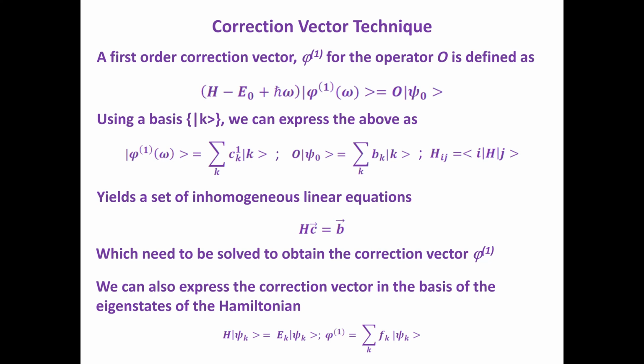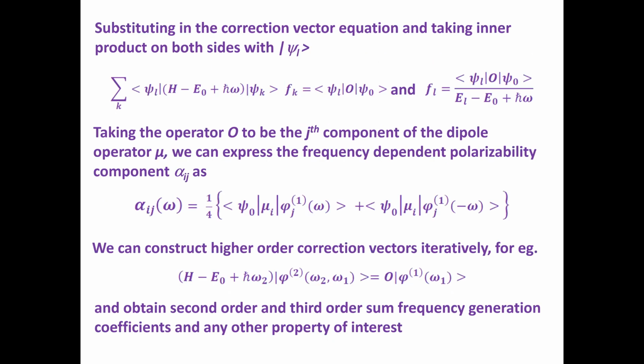So the point is, what is phi 1? If you want to know what phi 1 is, let me look at the eigensystem H psi k equal to Ek psi k. Now, instead of expanding phi 1 in terms of the basis vectors, I choose to expand phi 1 in terms of the eigenstates psi k, as the sum over k of fk psi k, and I want to find out what fk is. To find fl, I take an inner product with the eigenstate psi l.